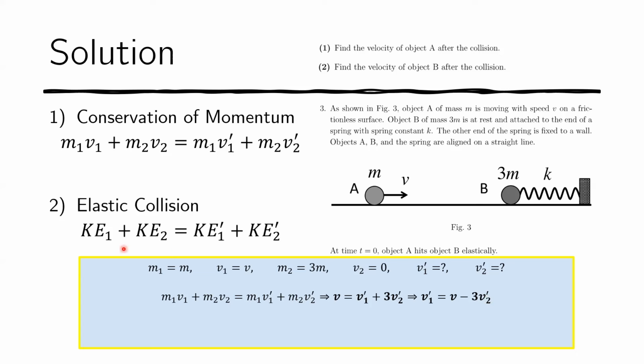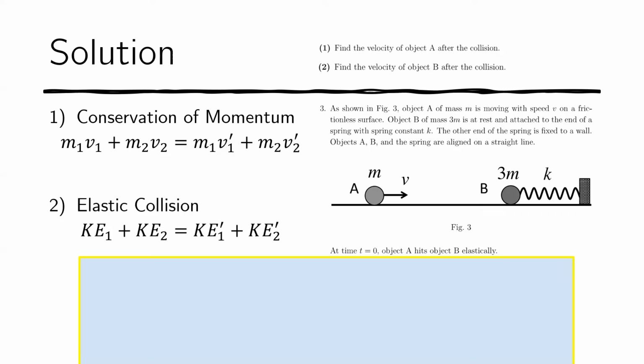And now we also use the second equation. Again, the kinetic energy is just 1/2 the mass times the square of the speed. So we replace the variables with these ones here, and so we obtain this relationship. Again, we have v1 and v2, and they are related by this equation through v, which is the speed of object A before the collision.